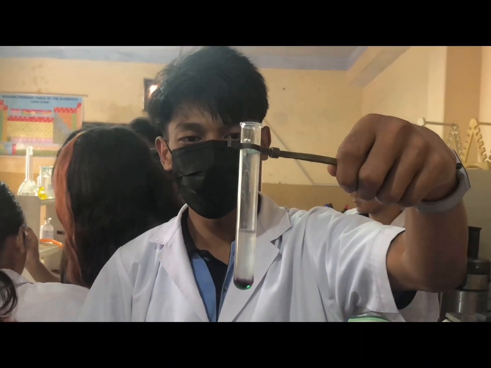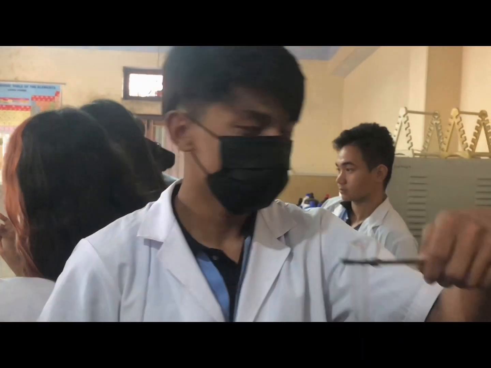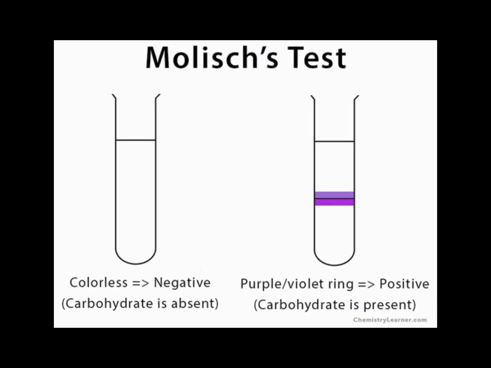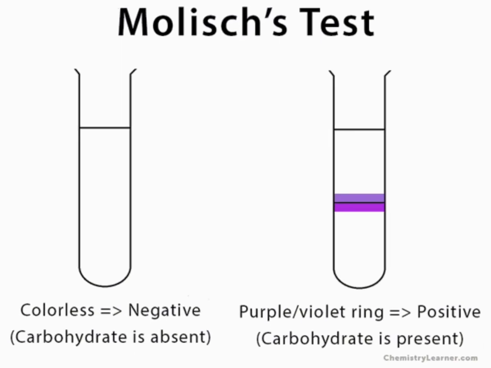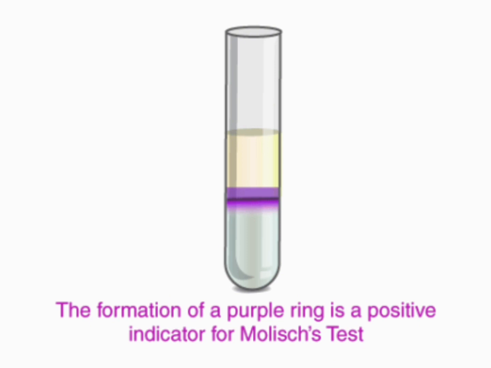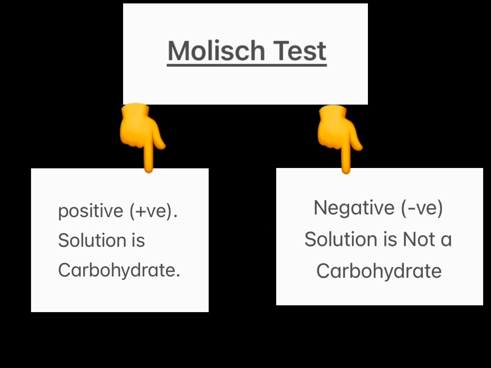We observe a purple violet ring. Here is the presence of carbohydrate in our sample. If there is no color, then there is no presence of carbohydrate. If there is a purple violet ring color, there is presence of carbohydrate in the sample.